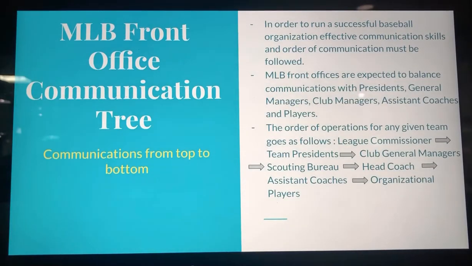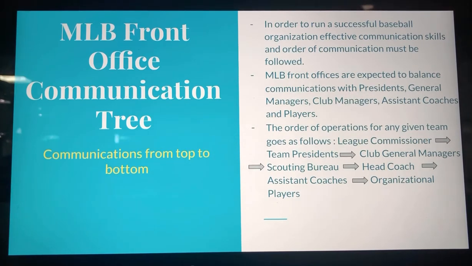To introduce our topic, we'd like to start with how the communication tree of Major League Baseball front offices actually works. In order to run a successful baseball organization, effective communication skills and order of communication must be followed. It's normally from top to bottom, not bottom to top, even though everyone in between is equally important. MLB front offices are expected to balance communications with presidents, general managers, club managers, assistant coaches, and players. Every team has every one of those individuals.